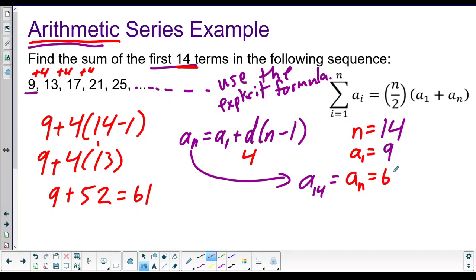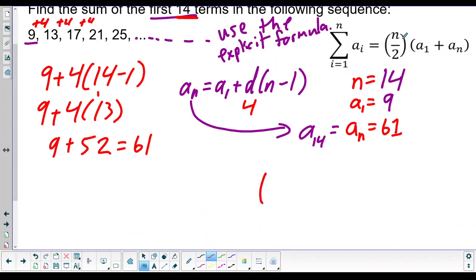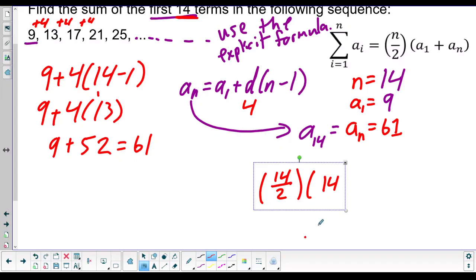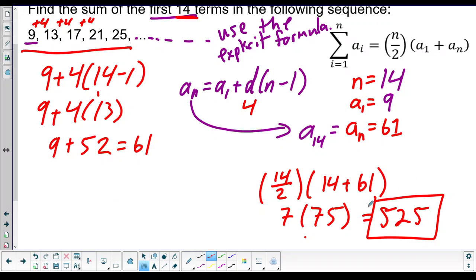There we go. Now we have all the information needed to plug into our arithmetic series formula, not to be confused with the explicit sequence formula. So we're going to plug in these numbers. Scroll down so I got a little room to write. So we have n is 14 divided by 2 times the first number, 9, plus 61. All right, so 14 divided by 2 is 7. And then 9 plus 61 is 70. And then you type that into your calculator, 7 times 70, and you get 490. So if we add up the first 14 numbers in this list, it will give us 490, in case you care.